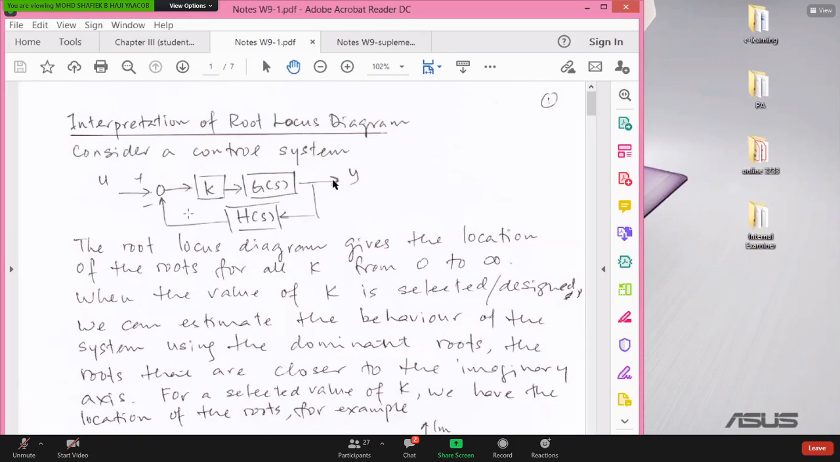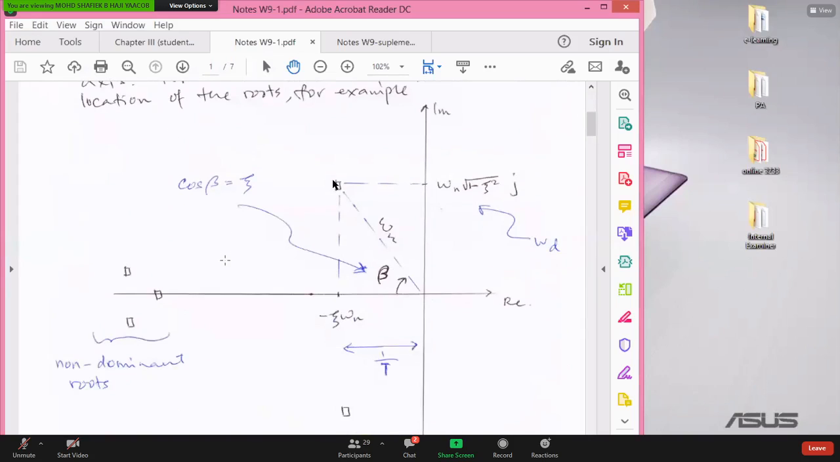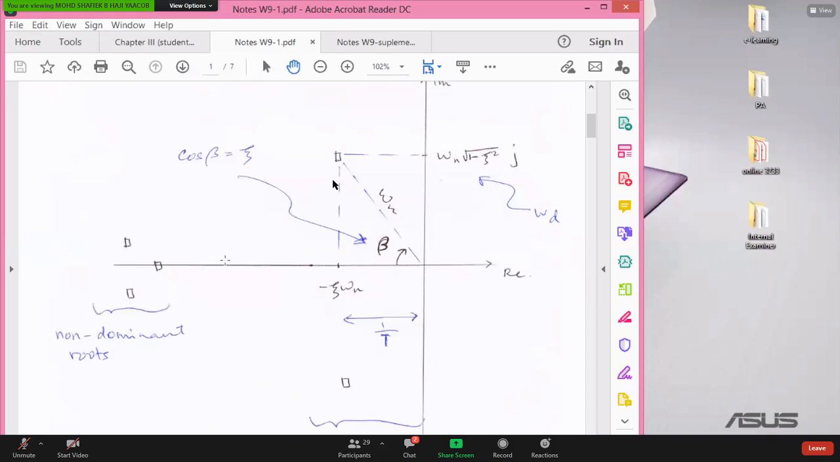So here we are going to perform that task using this root locus diagram. From the root locus diagram, we can anticipate, we can predict the behavior of the system, or how the system is going to respond, based on the dominant roots of the system. The dominant roots are the roots that are closest to the imaginary axis.